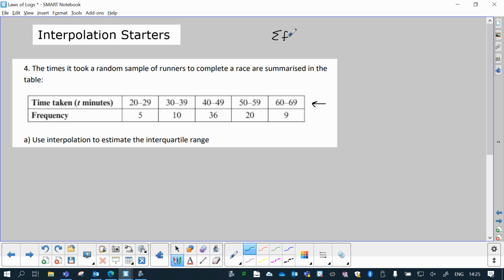We still need to know the total frequency. All right, what's the total frequency in this one? I think it's 80, right? That's it. Yeah. It's worth writing in your cumulative frequency.